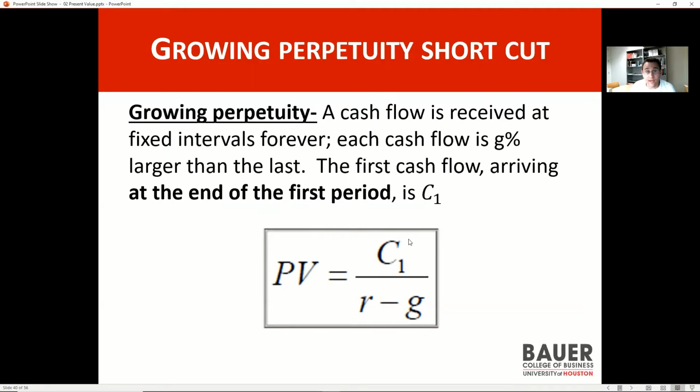Again, it's kind of amazing how simple it is. The present value of that growing perpetuity is that first cash flow, C1, divided by R minus G. So divided by the discount rate less the growth rate. Now C1, again, with all the shortcuts, I'm going to keep reiterating that for every shortcut we see. The first payment occurs at time 1.